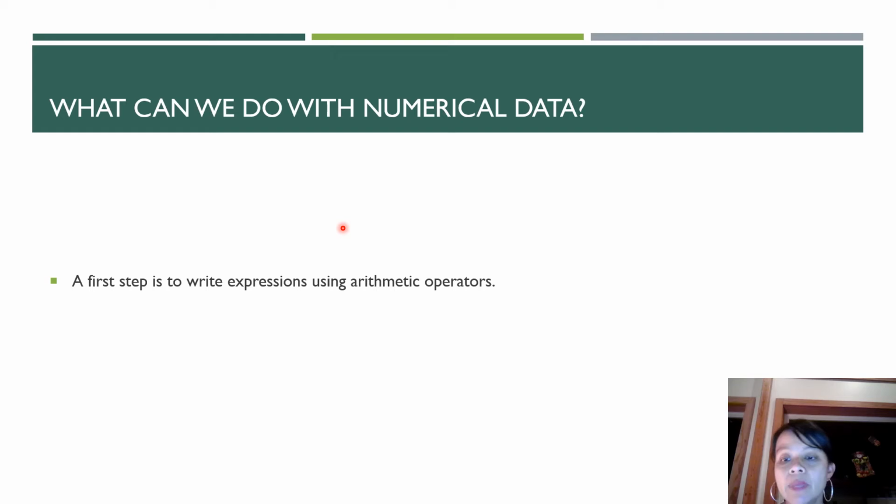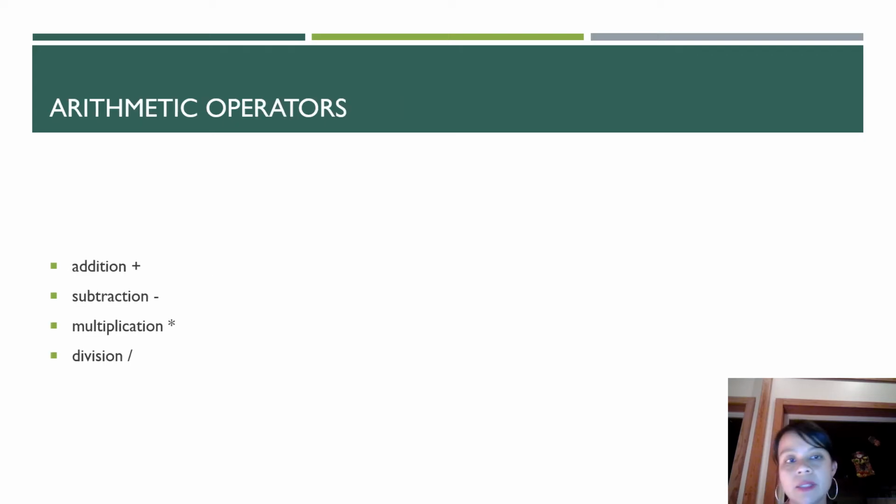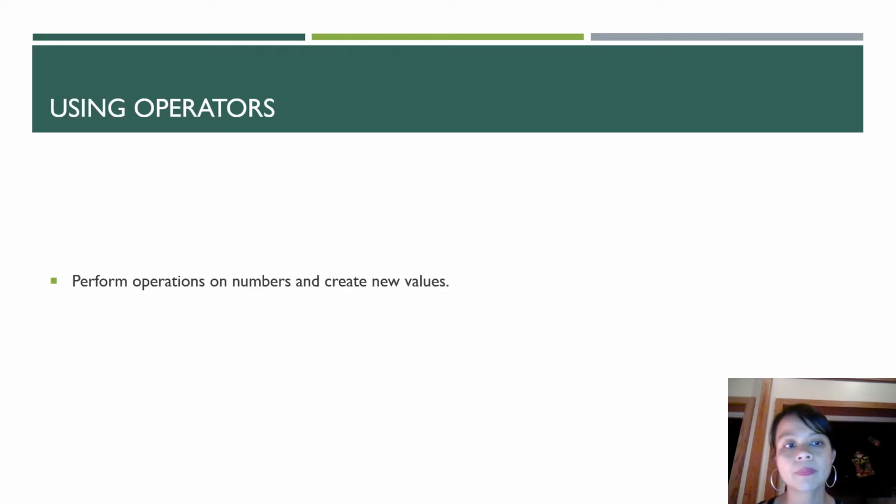So what can we do with numerical data? Well, the first step is to write expressions using arithmetic operators. These are arithmetic operators. I'm sure you're all familiar with them. We have addition, subtraction, multiplication, which is the asterisk, and division, which is the slash. Using operators, you perform operations on numbers so that you can create new values. You can add them, subtract them, multiply them, or divide them.